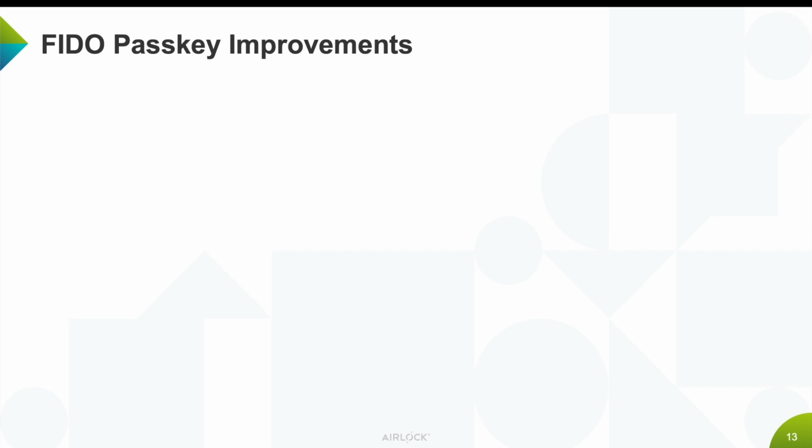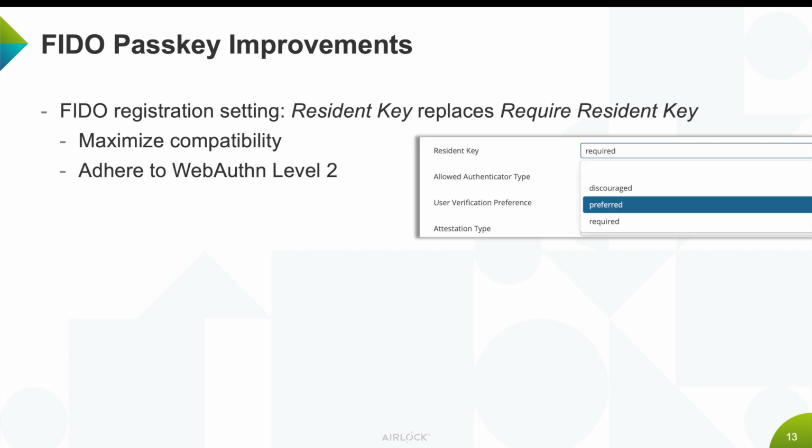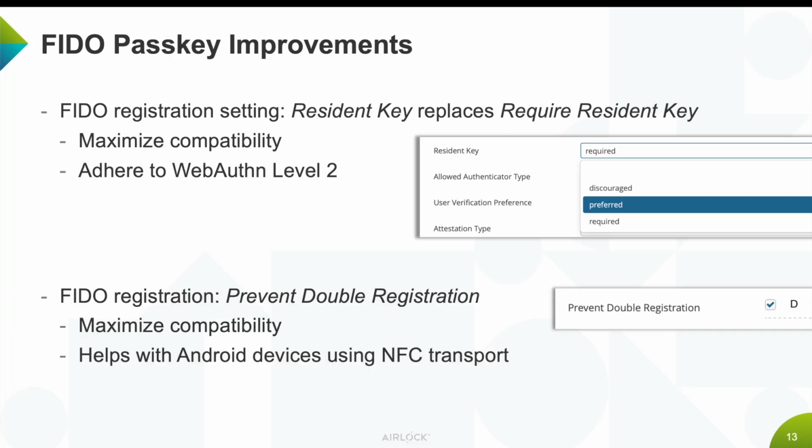Two improvements have been made in IAM's FIDO passkey relying party implementation. First, to maximize interoperability, the require resident key config flag has been replaced by a selection offering more options. It is automatically migrated. Second, the FIDO registration settings got a new config property called Prevent Double Registration. It helps maximizing compatibility with browsers and operating systems. It especially helps with Android devices in conjunction with authenticators communicating over NFC.